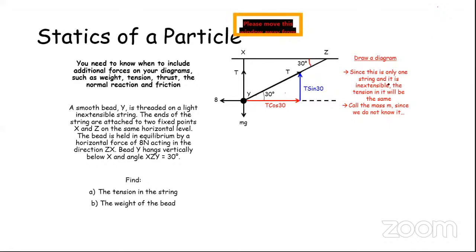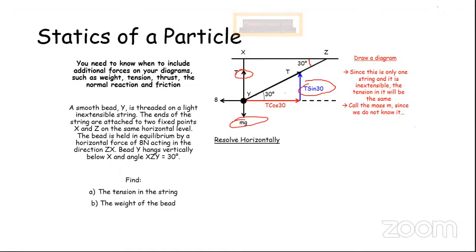So after that, we resolve vertically. So vertically, we have the T, we have the T sine 30, and then we have the mg. So the T sine 30 and the tension alone are moving upwards, which is the positive side. So we shall take them to be positive. And then using F equals MA and substituting in the values.